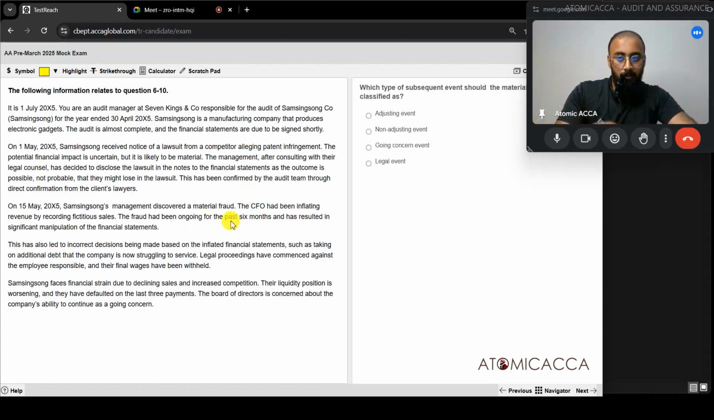On 15 May 20x5, so this is also after year end, but 2 weeks later, client's management discovered a material fraud.